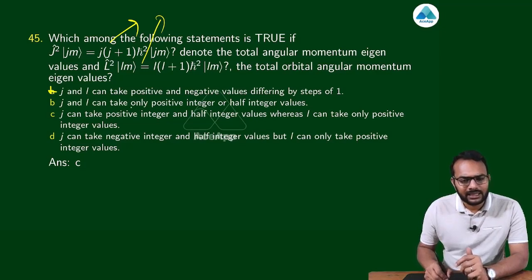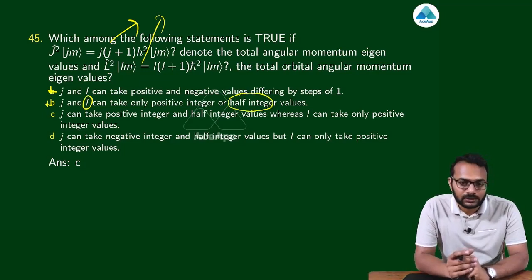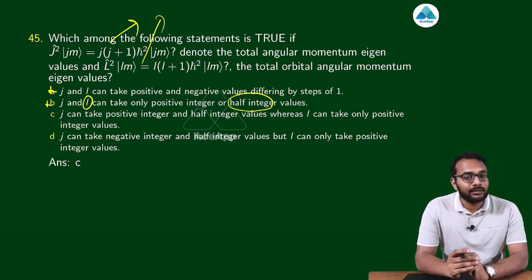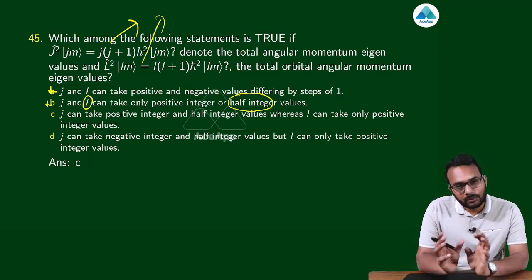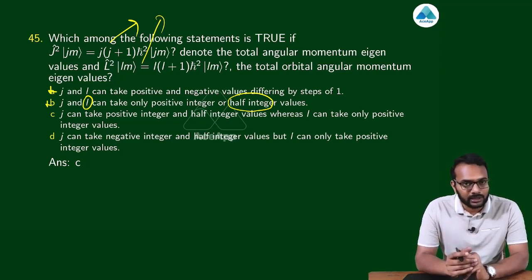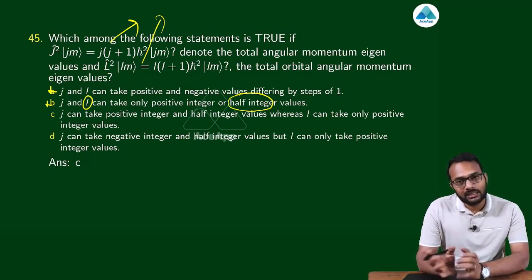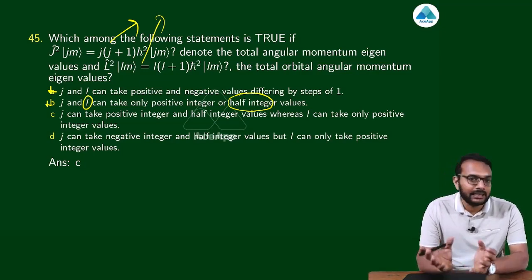J and L can take only positive integer or half integer values. Right? This also is wrong because L cannot take half integer values. There is some more restriction on the orbital angular momentum operator, and orbital angular momentum can take only integer values, no half integer values. But J can take half integer values.